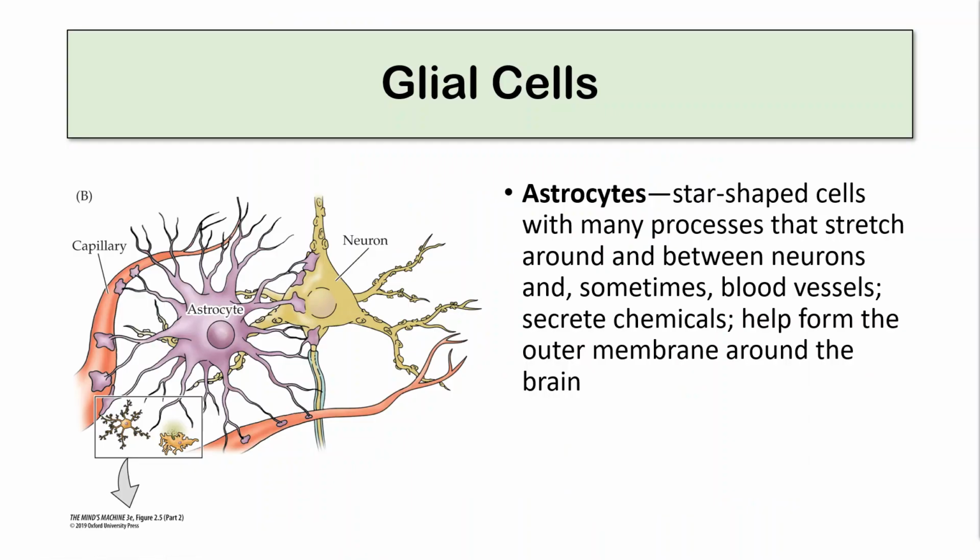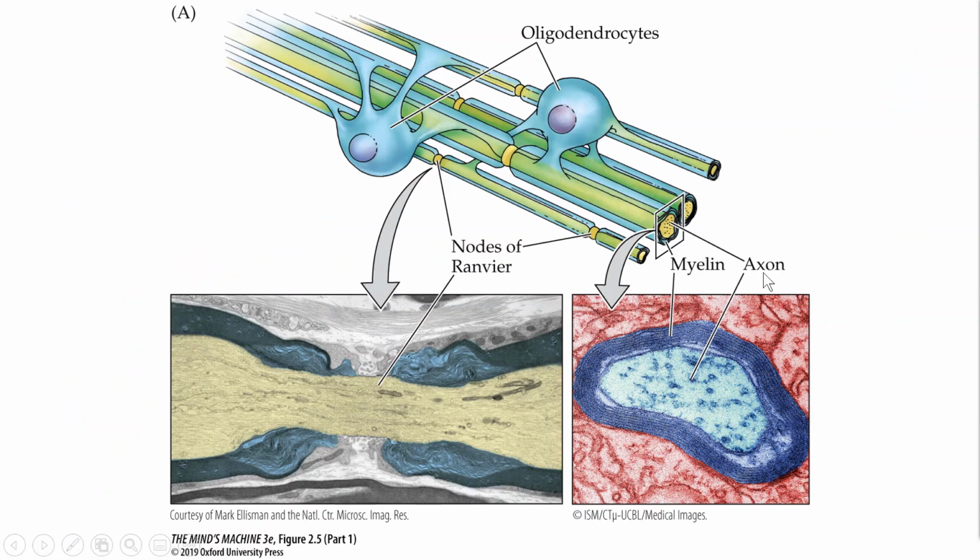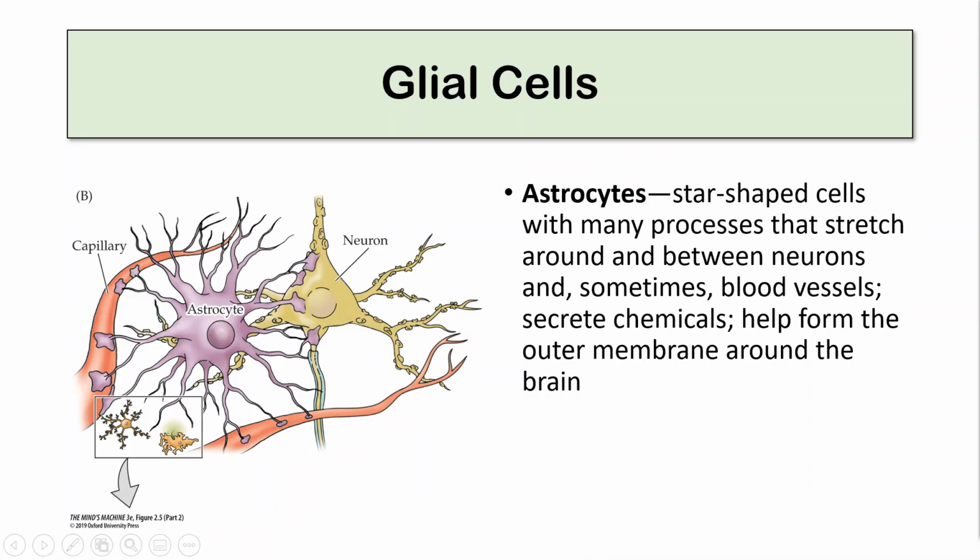Another type of glial cell are called the astrocytes, named because of their star shape. You can see here. Astrocytes make contact with both capillaries, which provide a flow of oxygenated blood, and also deoxygenated outputs in the nervous system, and they make contact with neurons. So they stretch around and between neurons and blood vessels, secrete chemicals, and help form the outer membrane around the brain. So that's one important type of glia.